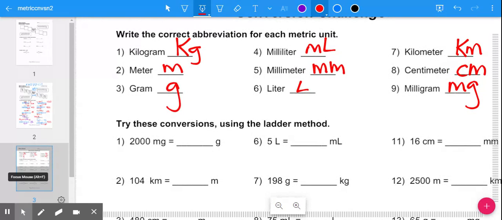So again, we want to use the ladder method on each of these. So it helps if you already have your ladder method written down. So we're going in the first one from milligrams, so prefix milli, to grams, which is your base unit. So we're going to go 1, 2, 3 times to the left, and that leaves us with 2 grams.